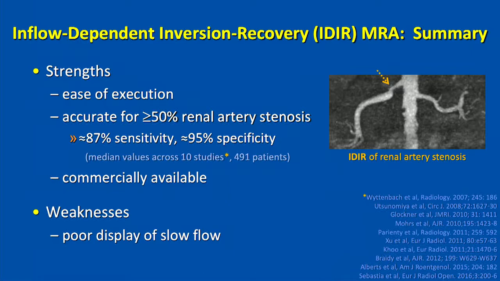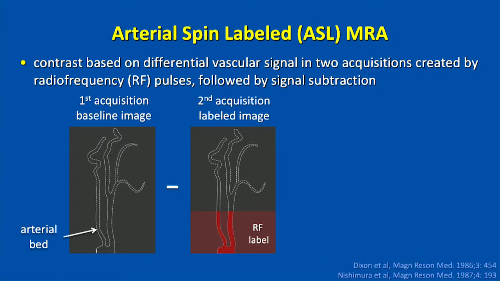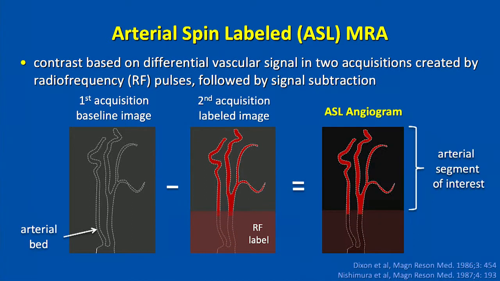or flow-dependent non-contrast MRA techniques. Another approach is arterial spin labeled, or ASL, MRA, and you can think of this as kind of like an MR analog to conventional X-ray digital subtraction angiography, where the contrast is based on differential vascular signal imparted by differing RF pulses on the two acquisitions. Typically, the RF pulse is applied on the labeled data set, we allow for inflow, and then we subtract the two volumes to generate our MR angiogram.